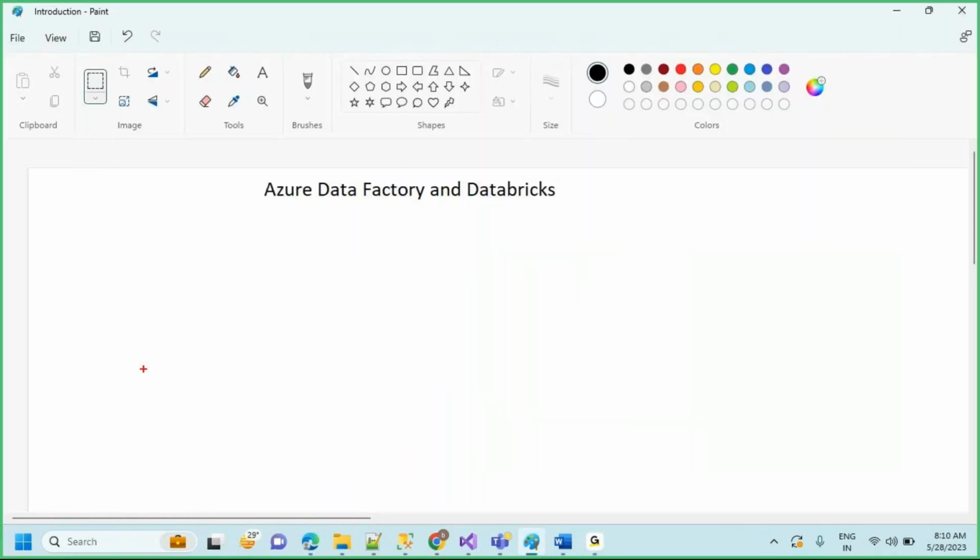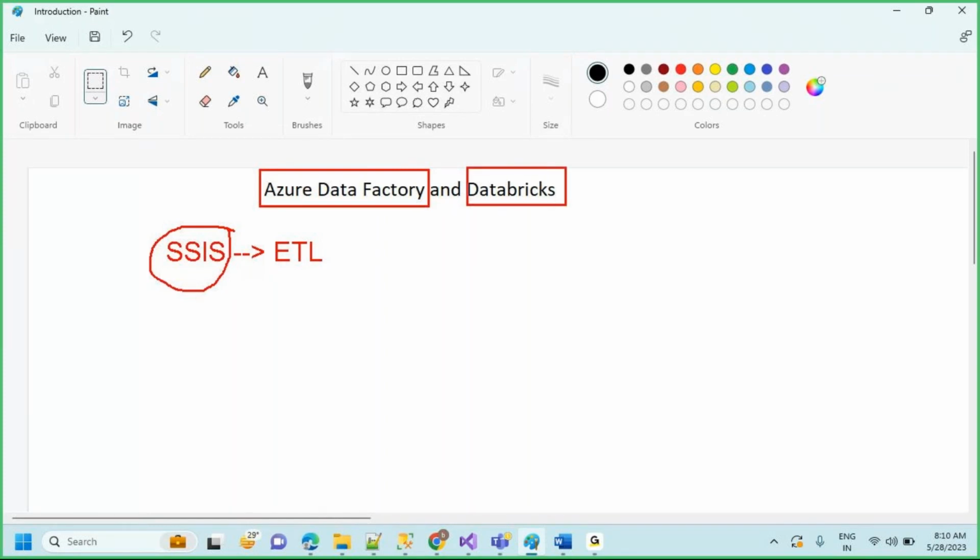Okay, so if you have data and you want to get analytics on top of the data, we need to have an ETL tool. From Microsoft itself, we already have SSIS for ETL processing: extraction, transformation, and loading. So when they already have an ETL tool from the same company, why did they bring Data Factory, and why do we even have Azure Databricks? I'll talk about it in a little more detail.